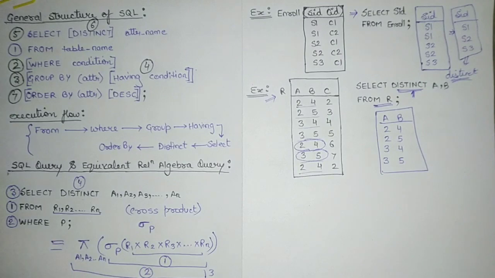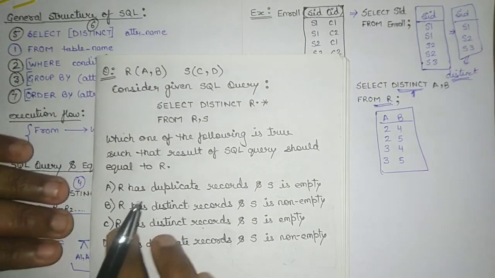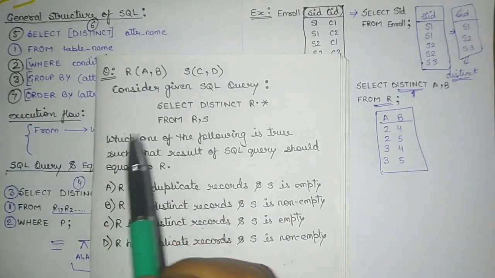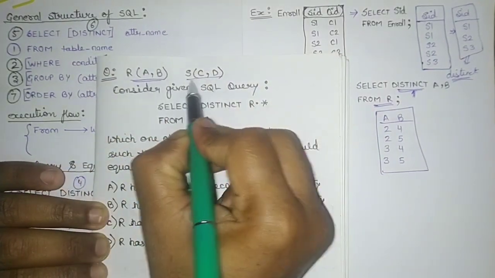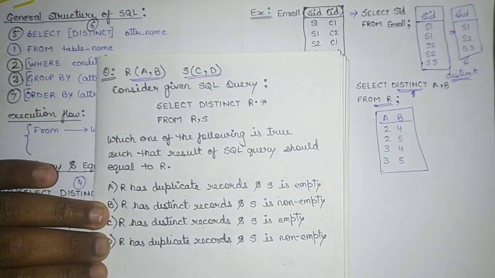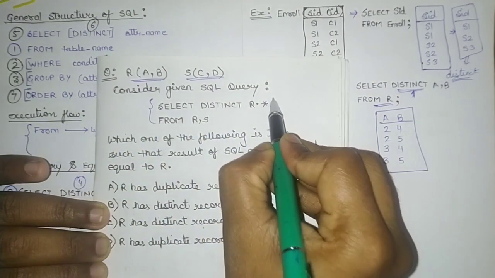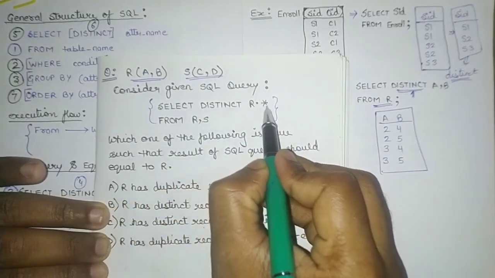Right? Now I have one more question which may be important and can come in your exam. So you have to be quite aware of these kinds of questions also. I have a question where there are two tables, R and S. There are two relations R and S with attributes A, B in R and C, D in S. They have given a specific SQL query: select distinct R dot star.